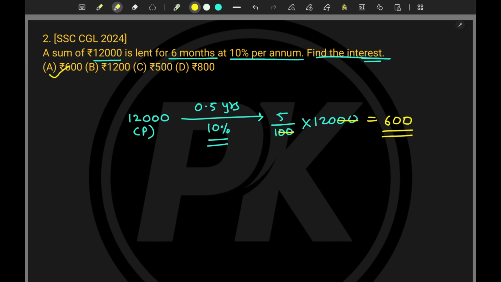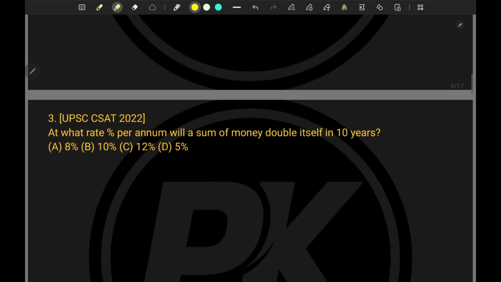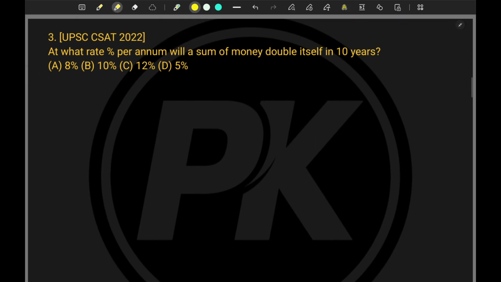Easy? Okay. The problems are very easy. You just need to remember the concept. So here again, did we use any formula? No formula, right? Let's move to the next example. This example is from UPSC CSAT 2022. The problem statement says: at what rate percentage per annum, that means we have to calculate R, will a sum of money double itself in 10 years? And the options are given. See, here no principal is given, nothing is given. These are also very easy problems.